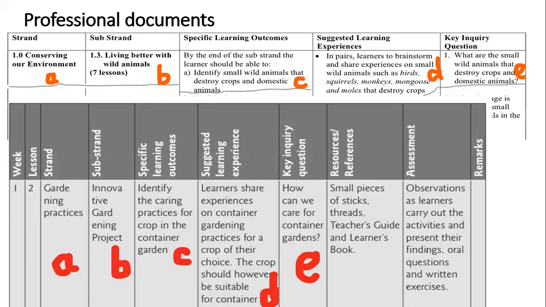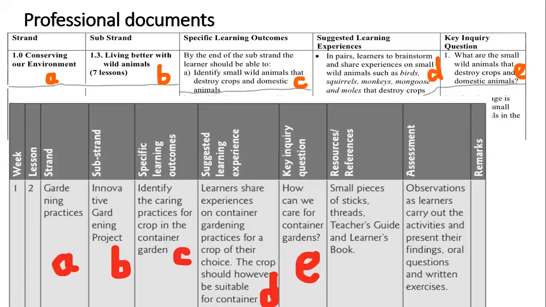Of course, your scheme of work will guide you on which week you're in. Are you on the first week of the term? This is lesson 2, but the strand, don't worry about the content here. I wasn't matching the content. We'll do more of that tomorrow. Week 1, lesson 2, you pick your strand from the main curriculum design, put it in the scheme of work.